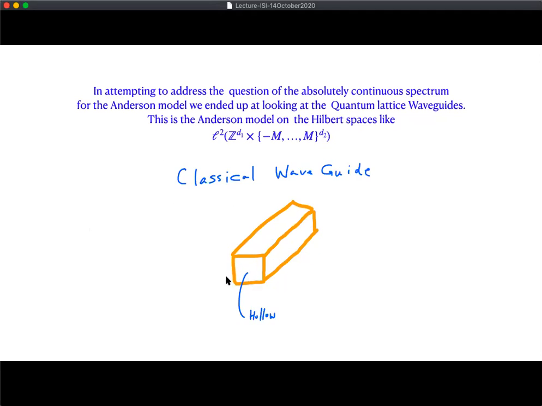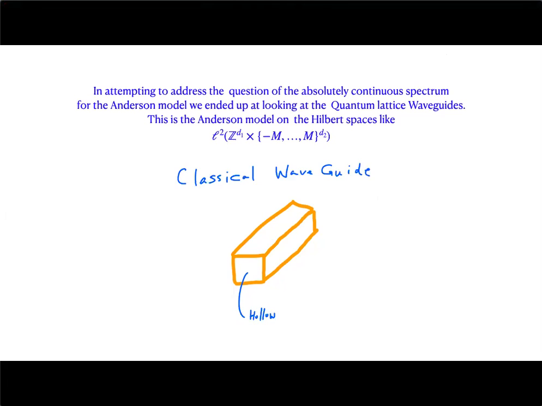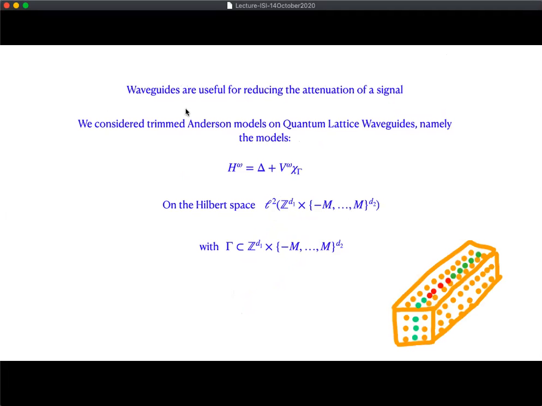Whereas if you use a waveguide and shout from here, then not much is lost, and the waveguide can carry the sound much, much further distances, orders of magnitude different. That is why waveguides are important for carrying a wave without much attenuation. So that's what a classical waveguide is used for. We were looking at the analog of that, which is a quantum waveguide. So waveguides are useful for reducing the attenuation of a signal.